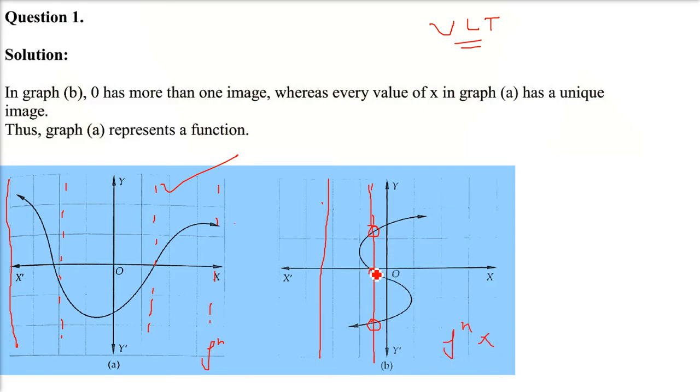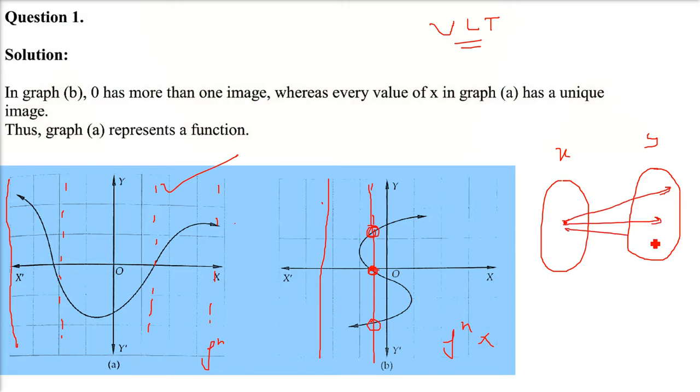And what is the significance of this? Why is it not a function? See, for one x value, we are getting 3 y values. That is, if we want to map it, if this is x and corresponding y, one value will be mapping to 3 values in y. And this is a contradiction to the definition of a function. So this is not a function.